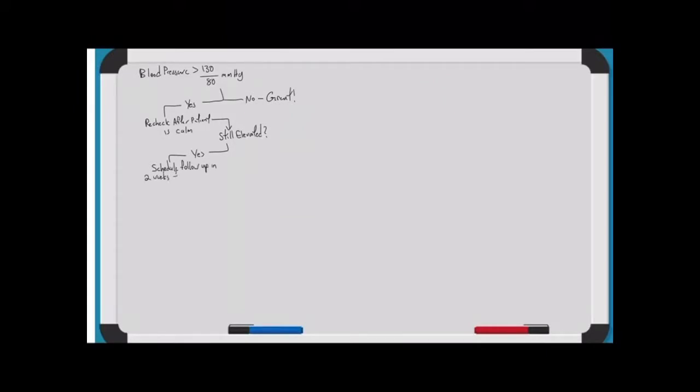In the next slide, I'll have a concept map that shows how we decide which blood pressure medication you are supposed to be on based upon where you are with your blood pressure. So if you are over the limit, which is 130 over 80 millimeters of mercury, we will first recheck you again later after you're calm to see if you're elevated. If not, great. If you're still elevated, then we will schedule a follow-up within 2 weeks to confirm hypertension.